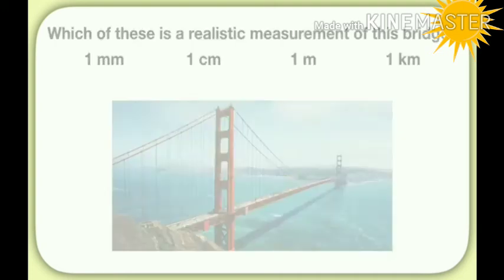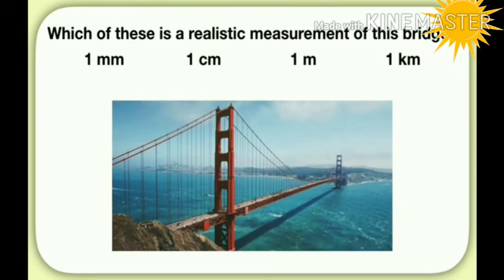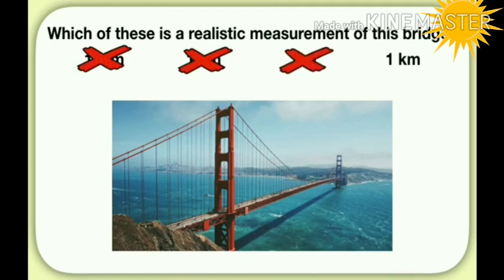Now it's time for you to practice on your own. Which of these is a realistic measurement of this bridge? Well, a bridge is definitely bigger than 1 millimeter. It's definitely bigger than a centimeter, and it's definitely bigger than 1 meter. The only realistic length of a bridge is 1 kilometer.